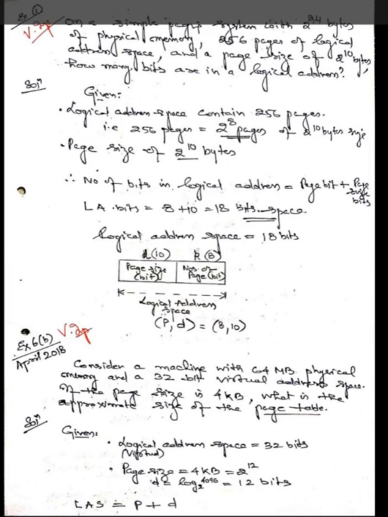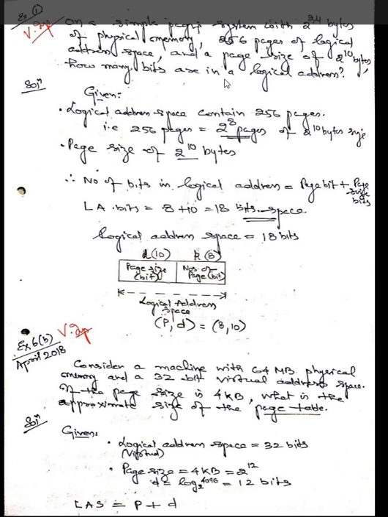Dear students, let's see another example on the logical and physical address. On a simple paging system with 2 to the power of 24 bytes of physical memory, 256 pages of logical address space and a page size of 2 to the power of 10 bytes, how many bits are in a logical address? This is the question that is being asked.